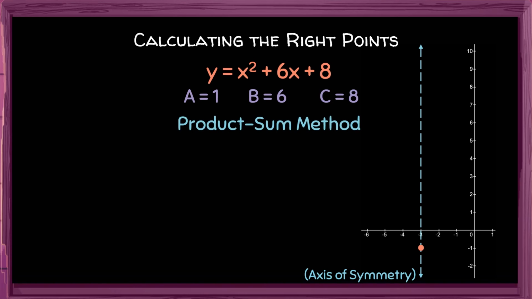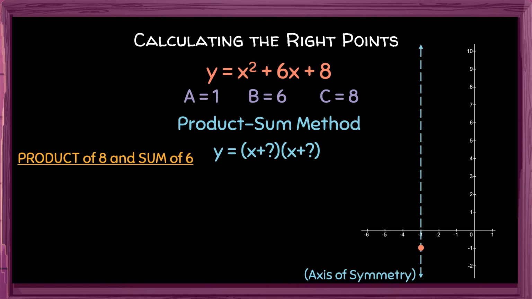First, let's use the product-sum method. We start by factoring this equation into 2 sets of parentheses. Each set of parentheses is going to have an x at the beginning and then some number at the end. Our job is to find those numbers, because those numbers will help us figure out our x-intercepts. The clue that helps us is that the 2 numbers we're looking for need to have a product of our c value, which is 8, and a sum of our b value, which is 6. So what 2 numbers multiply together to be 8 and add up to 6? Like 2 and 4. 2 plus 4 is 6, and 2 times 4 is 8.